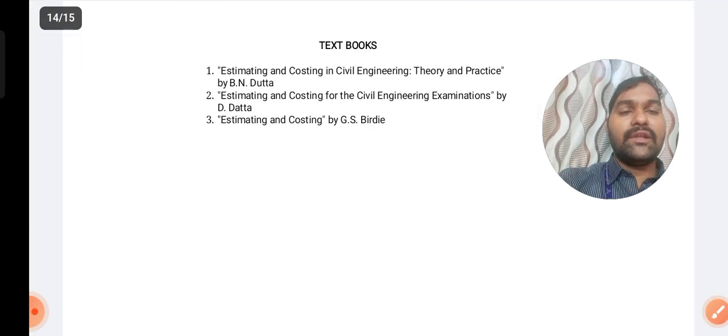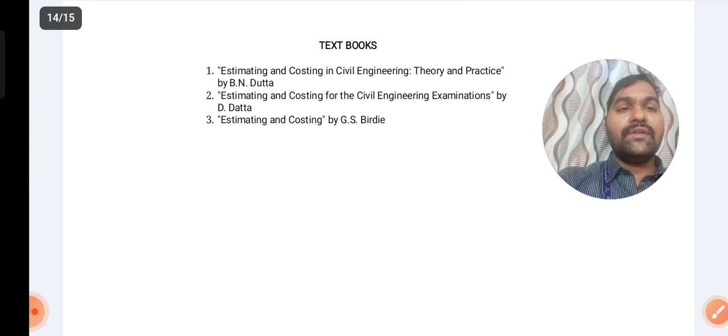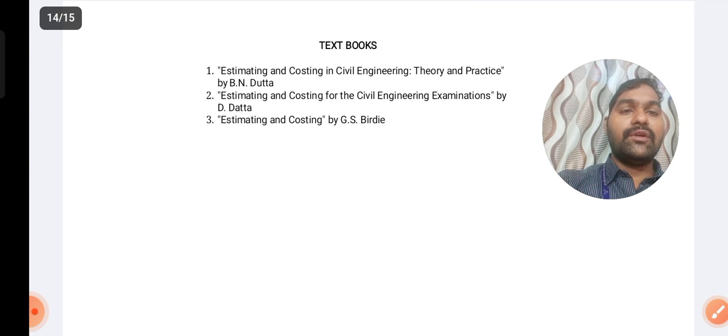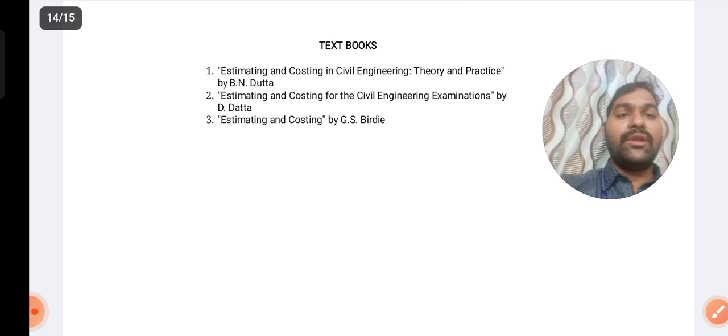If you see here, in textbooks, Estimation and Costing in Civil Engineering, Theory and Practice by B. N. Datta. Most of the faculty follow this textbook only. And coming to that, there is also one by G. S. Birdie, and one more textbook by B. N. Datta, Estimating and Costing for Civil Engineering Examination. So likewise these are the textbooks available on estimating and costing.